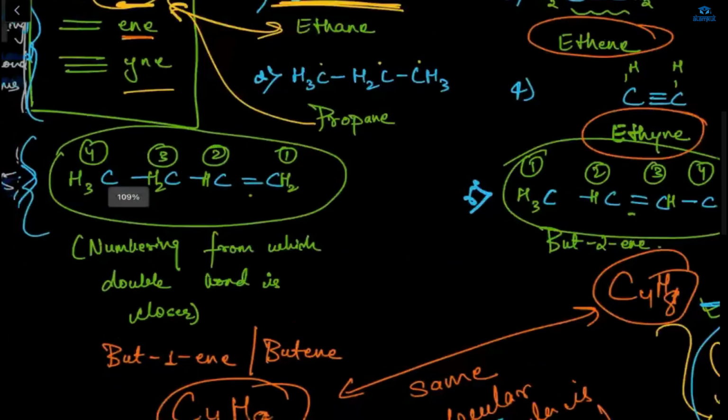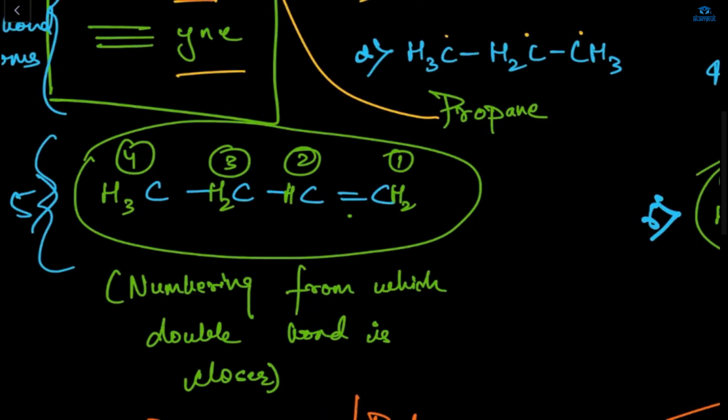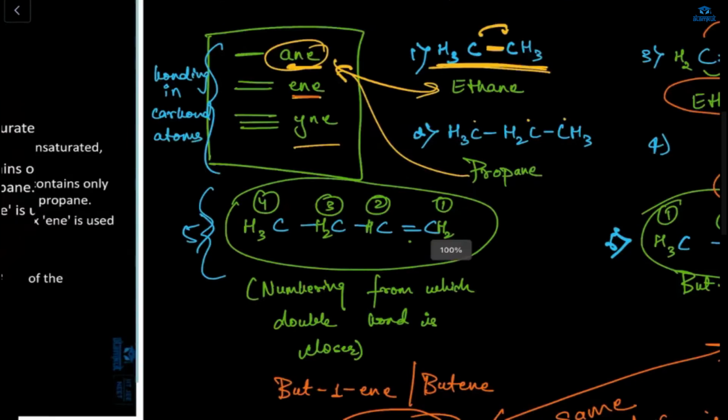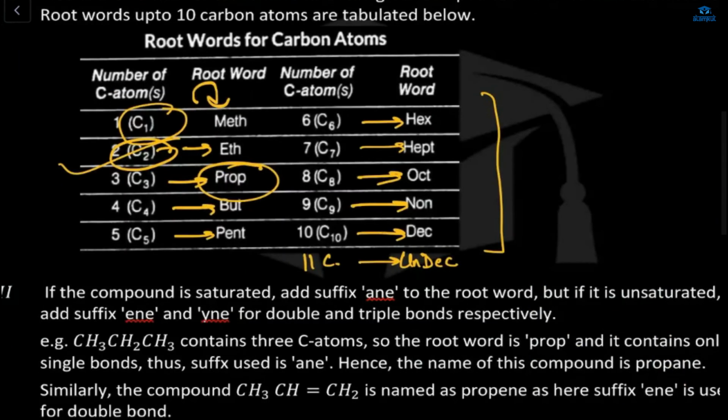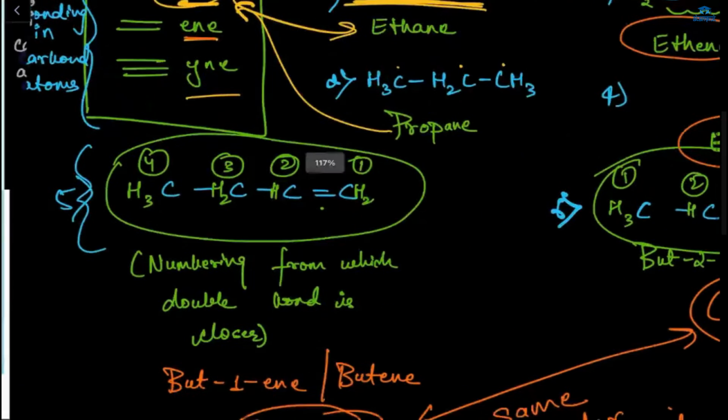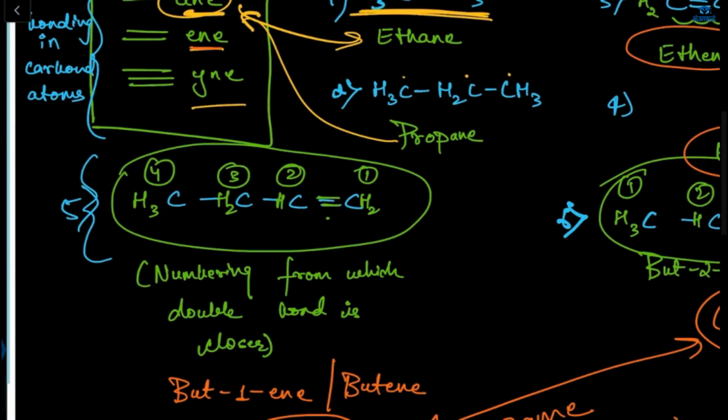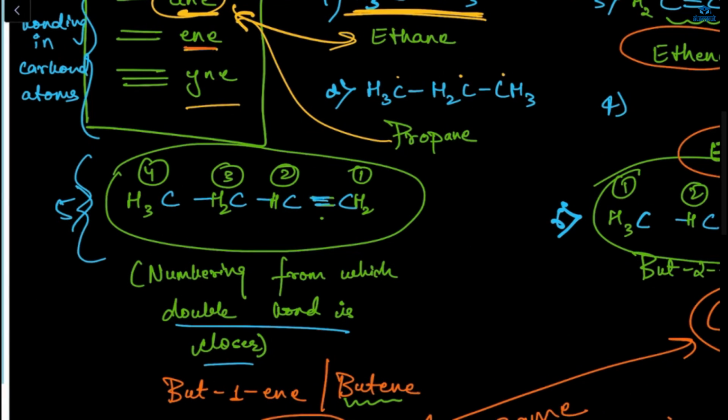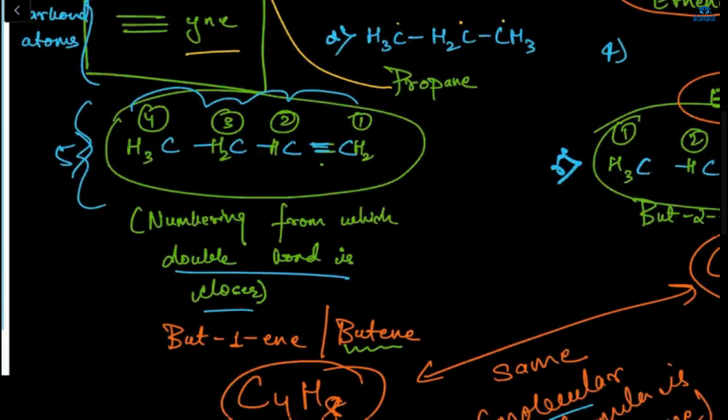Next, if I take this example. Here, how many carbons? One, two, three, and four. So for four carbons we have to write but, and a double bond is here. So we will write butene. But we have to number this, starting from the end where the double bond is closer. Here your double bond is closer, so we have to start numbering from this side. So we can write but-1-ene or we can write butene. It's your choice.